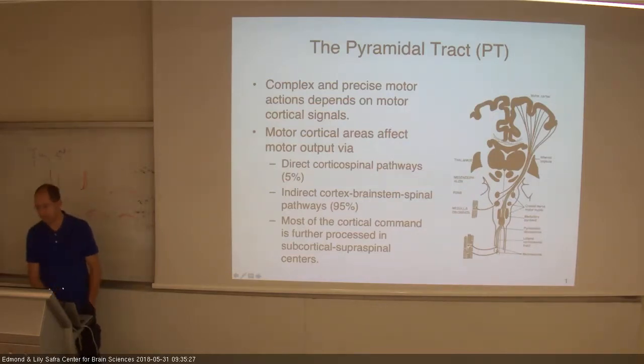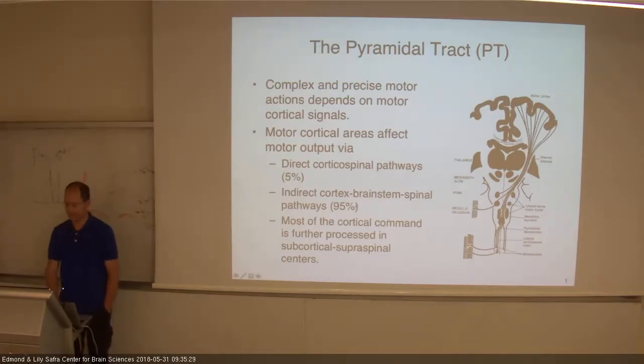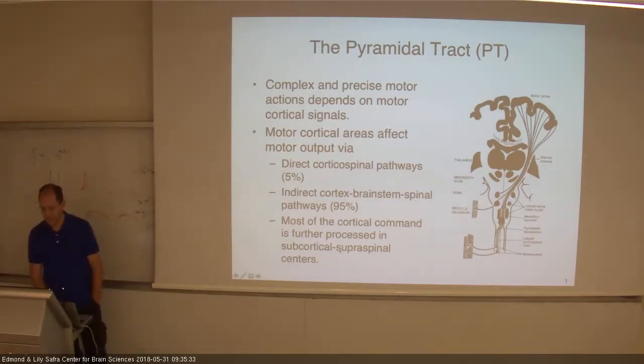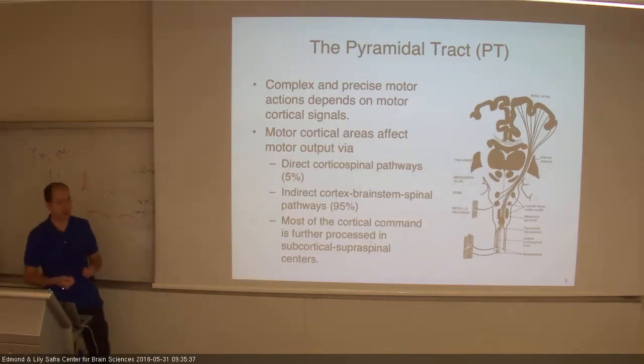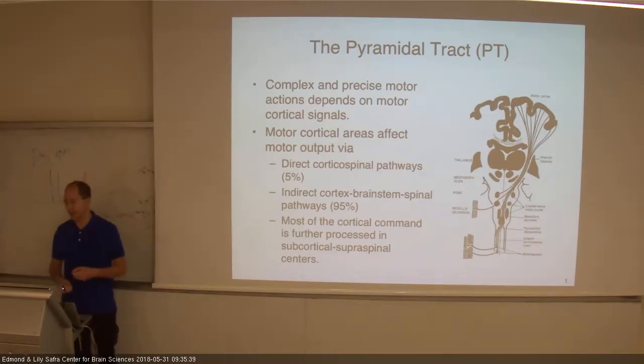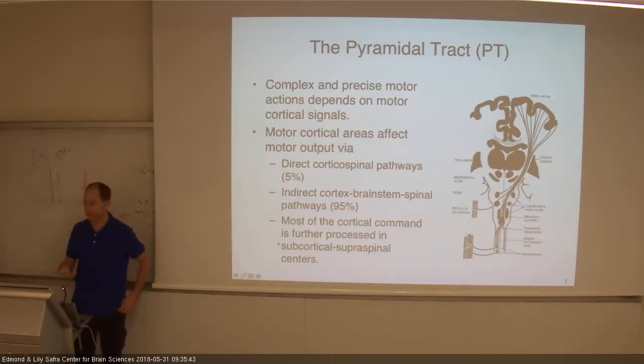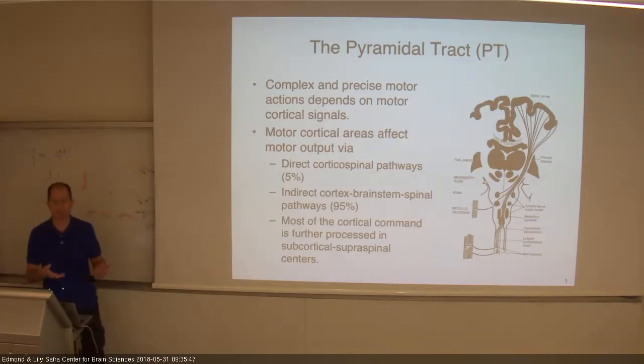So it's only 5%, or 95% comes from somewhere else, and even this pathway doesn't all go to the motor neurons. A large part of this pathway actually goes to the interneurons in the spinal cord. It doesn't go directly to the motor centers, but many go to the interneurons. And there's additional processing in the spinal cord.